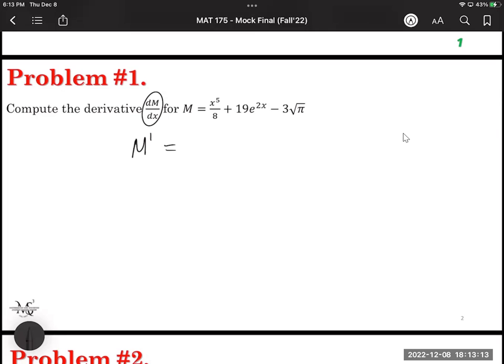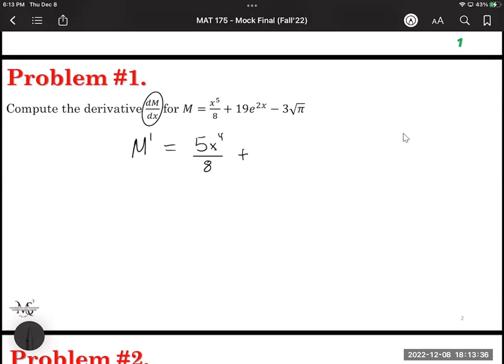Yes, thank you, Shirley. Another way of saying it: for the derivative of x to the fifth over 8, you could just take the derivative of the numerator because it contains the variable. Your denominator is a constant, so you can leave it alone. So the derivative is 5x to the fourth over 8. Okay, that's the first term.